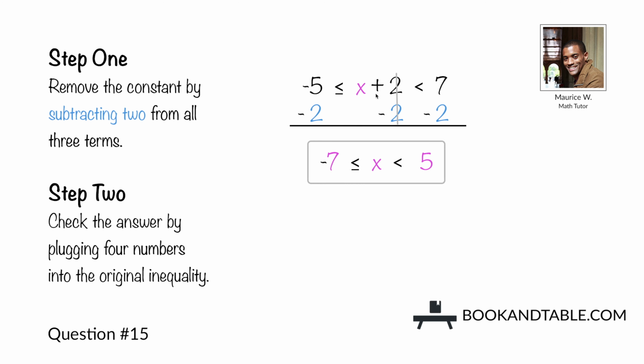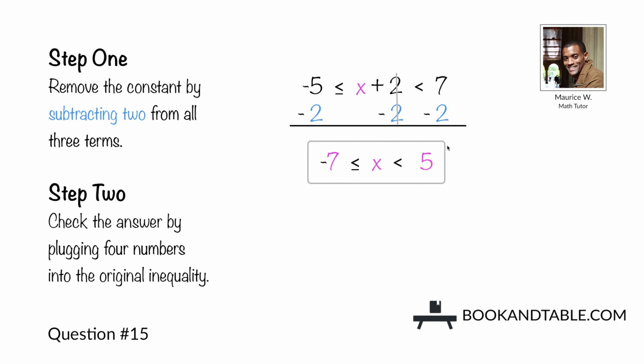Step 1. Remove the constant by subtracting 2 from all three terms. When we do that, we wind up with negative 5 minus 2, which is negative 7 on the left side. We bring down the sign, less than or equal to. Positive 2 and negative 2 cancel out, leaving us with just x in the middle. And we wind up with 7 minus 2, which is 5 on the right end. So the answer to question 15 is negative 7 is less than or equal to x, which is less than 5.